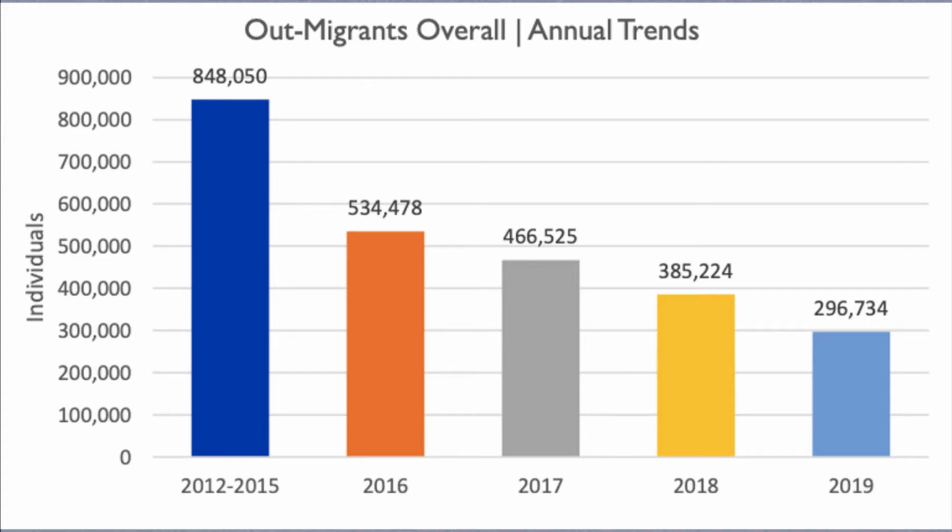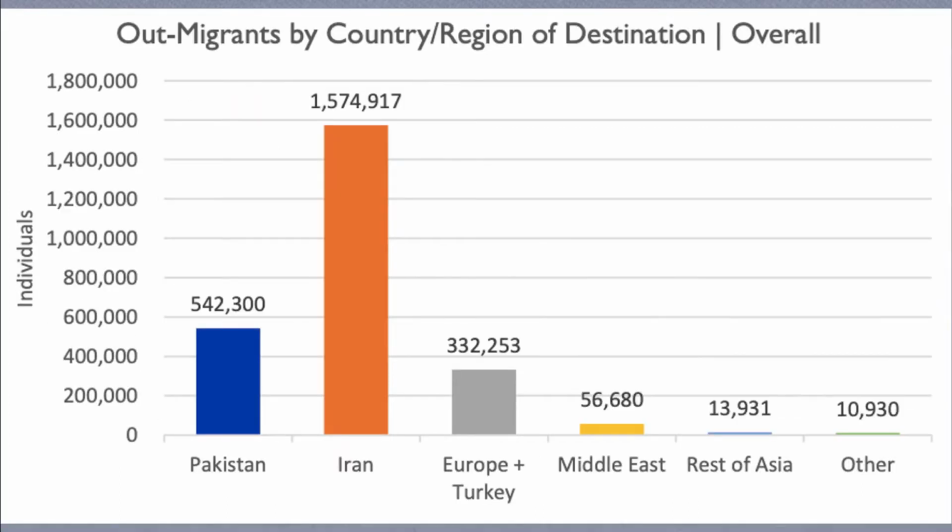If we look at the overall out-migration trends in the country, you can also see here trends from 2012 to 2019. And we still have had increasing out-migration trends, but these have now been decreasing in more recent times. If we also look at the out-migration by region of destination, more recently, again, Pakistan and Iran make up the bulk, but we are seeing more in Europe and Turkey, followed a little bit by the Middle East, rest of Asia, and then other countries.